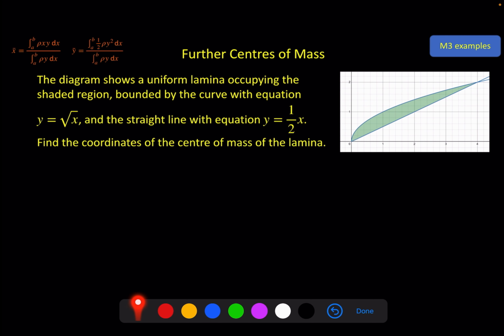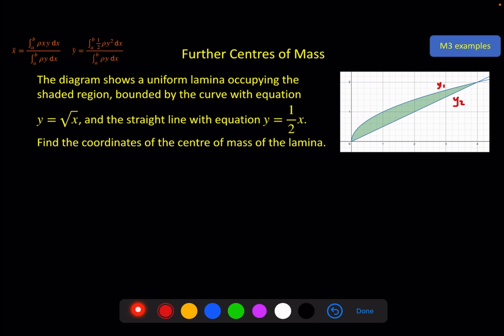Next example. The diagram shows a uniform lamina occupying the shaded region bounded by the curve with the equation y equals square root of x on top here, and the straight line with the equation y equals a half x here. Find the coordinates of the centre of mass of the lamina. Okay, again we've got to be really careful here. First of all, I'm going to call this y1 and y2, so I can refer to them in my equations. But we can't just apply this blindly, because it's not going to be correct.